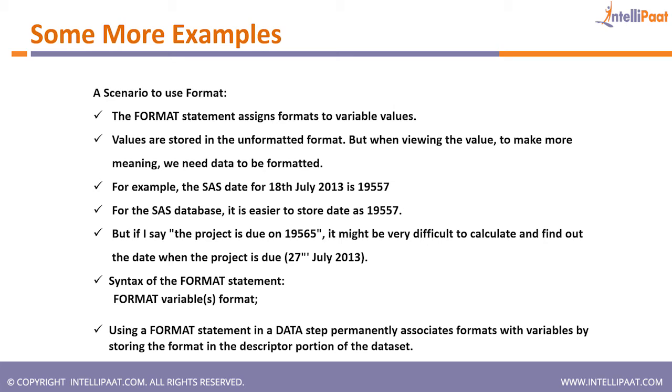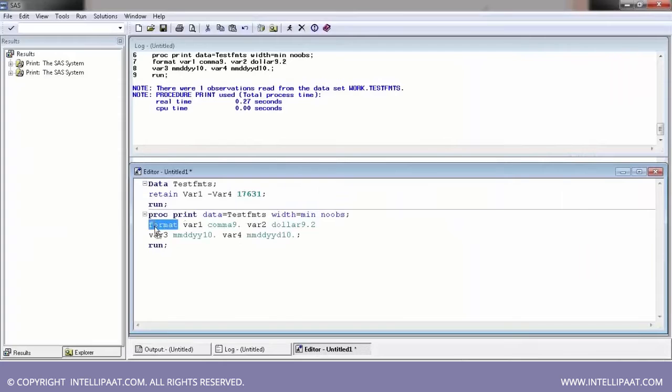Syntax of the format statement. So the format, variables and format, right? You need to use the keyword format as we have used here in the code like this, then your variable, and then what format you are using. So basically this is the complete syntax of a format: the format keyword, then your variable, and then the type of format you are using.